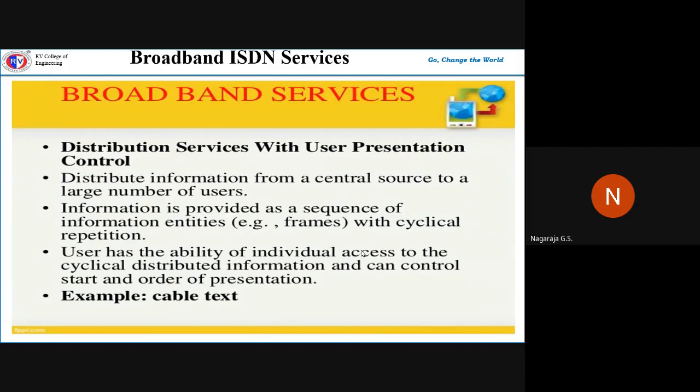So we are trying to talk about user presentation control. Let us say when you are watching TV, even though you have so many channels to view, it is not possible to view all of them at a time. So whichever channel you would like to view, you can gather that information and start viewing those particular details. It's user presentation control basically.